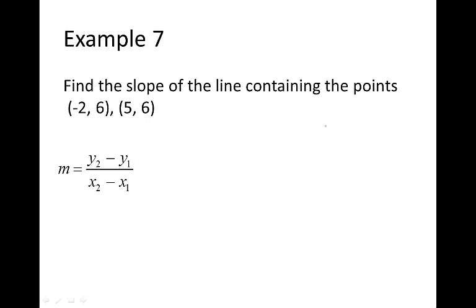Let's label these: x1, y1, x2, y2. Let's plug them in. So 6 minus 6 divided by 5 minus negative 2. So 6 minus 6 is 0, over 5 minus negative 2, which is 5 plus a positive 2, is 7. So the slope is 0.